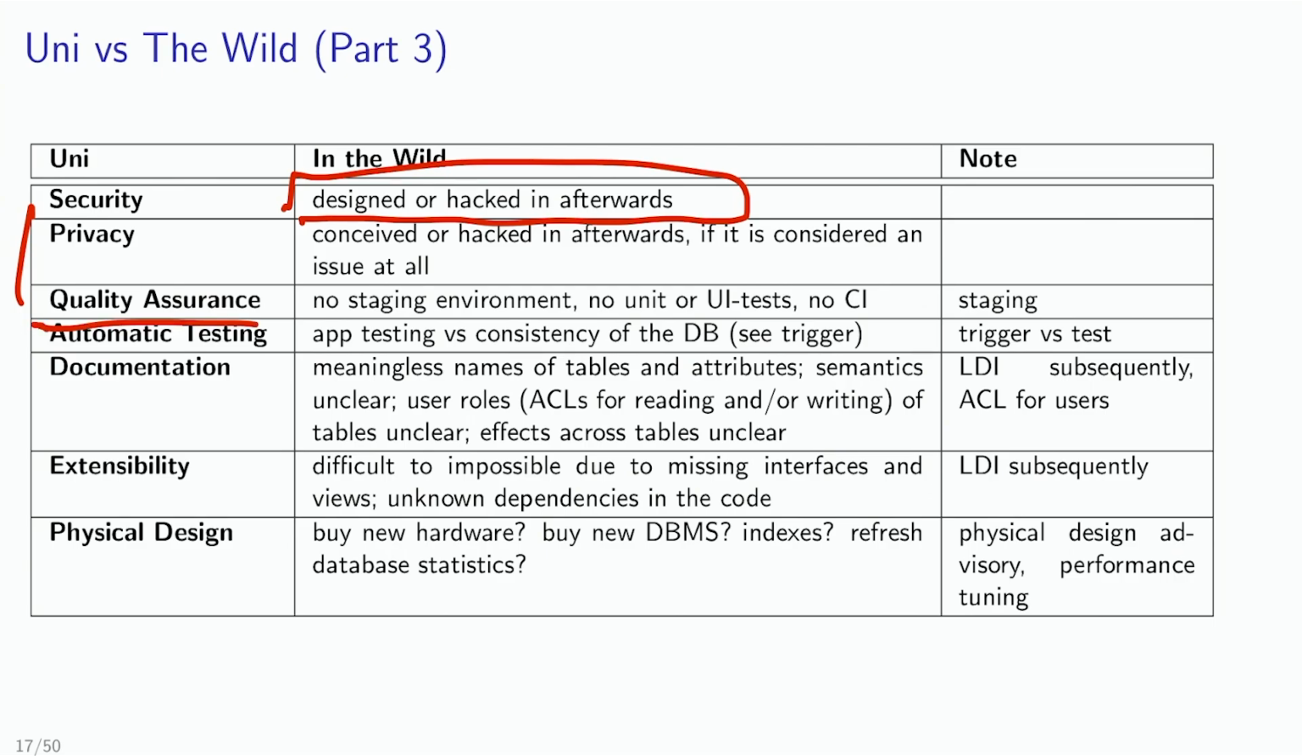Then quality assurance, the so-called staging environment, I will explain in a moment. Then this application testing versus consistency of the database. Yeah, that's again the trigger topic. How do you make sure that your database is consistent? Documentation might be missing or maybe meaningless. Maybe it's unclear what the user roles are. The semantics may be unclear. That should be written down clearly for people to make sure that that's our common understanding.